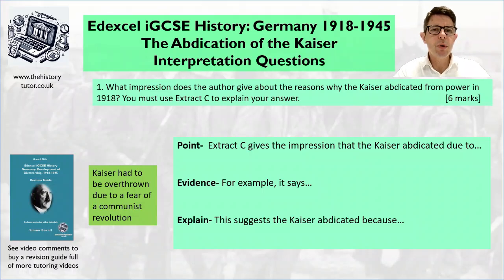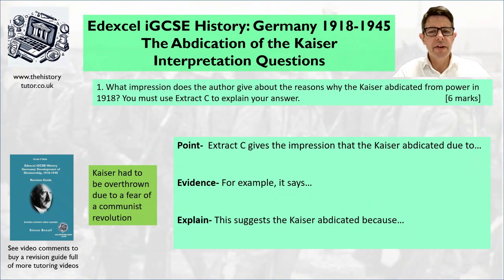So I said earlier, a simple P paragraph. So we're going to say a point. Really important to set up an argument in history. So we repeat the question back, we set up our point. Extract C gives the impression, so simple repeating of the question, gives the impression that the Kaiser abdicated due to, and we could give a little bit of a meaning from the source, or a general sort of overview of the idea we want to give.